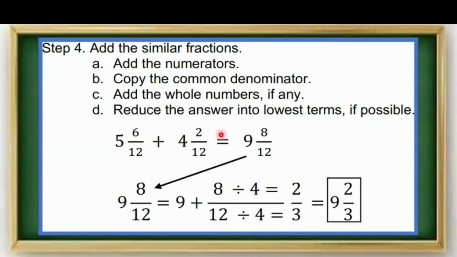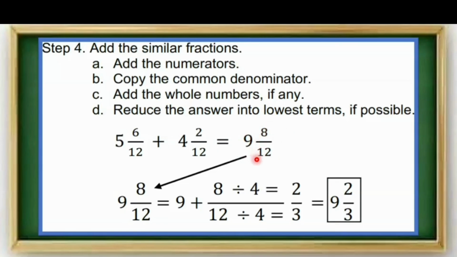6 plus 2, that is 8, and then copy now the denominator, that is 12. And don't forget to add also the whole number. 5 plus 4, that is 9. So the answer now is 9 and 8 over 12.